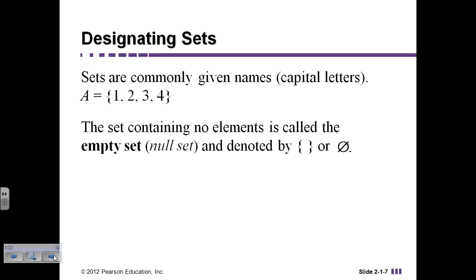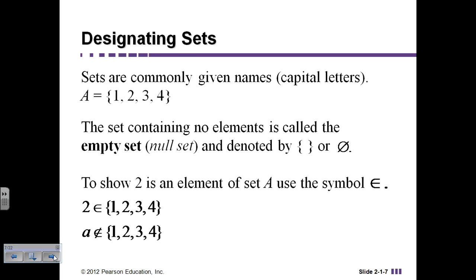A set that contains no elements is called the empty set or the null set, and is denoted by either empty curly brackets or by the null set notation symbol. To show that an element is a member of the set, we use the symbol that looks like the E. So in this example, we're saying that 2 is an element of the set 1, 2, 3, 4, but A is not an element of the set 1, 2, 3, 4.